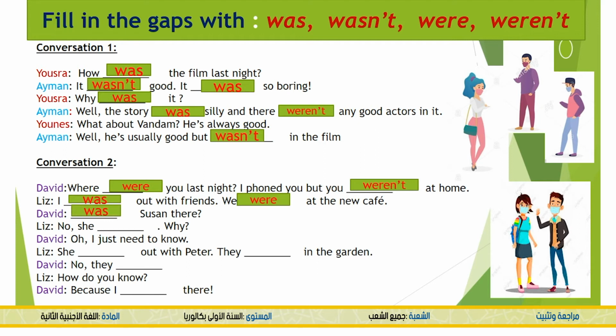Was Susan there? No, she wasn't. Why? Why are you asking me? I just need to know. She was out with Peter. They, plural, they was? No, they were in the garden. No, they weren't. How do you know? Liz wants to know. She's interested in knowing. Because I was there. Right.